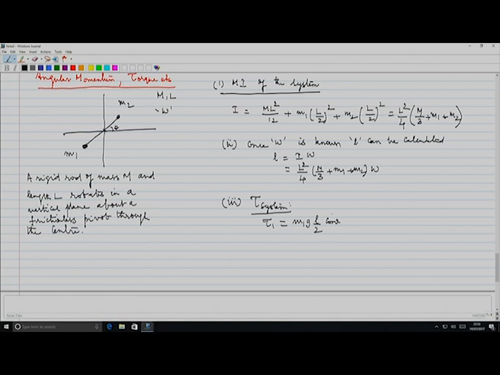L by 2 cos theta, this distance, similarly this distance. So what about this? This is out of the paper. The torque has got a direction. So this is out of the plane. Tau 2 is equal to, similarly, m2 g into L by 2 cos theta. But this is into the plane.